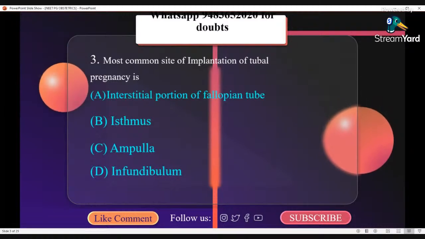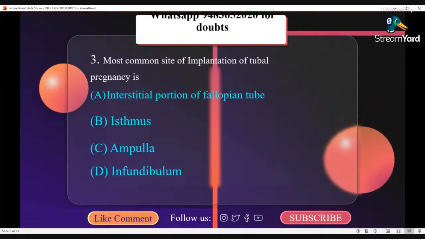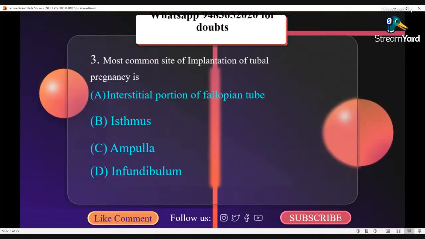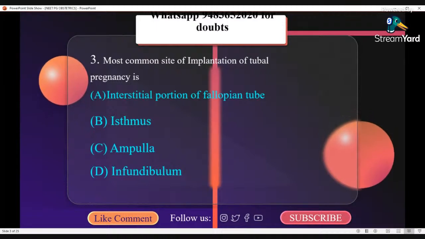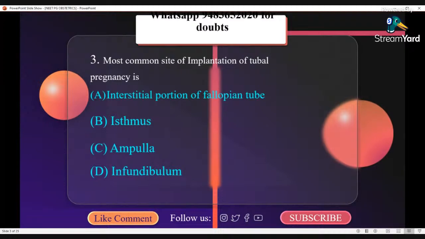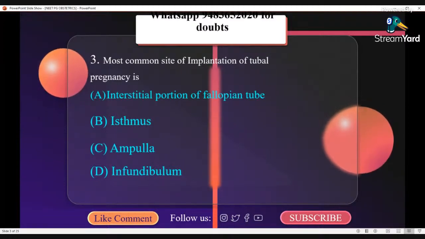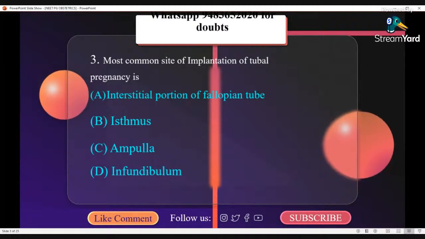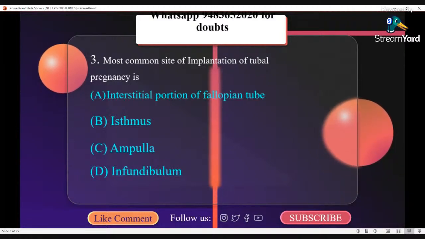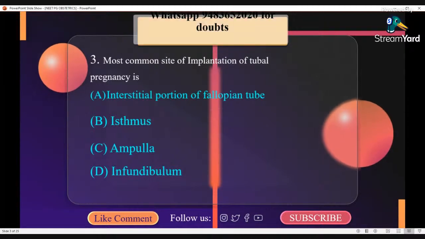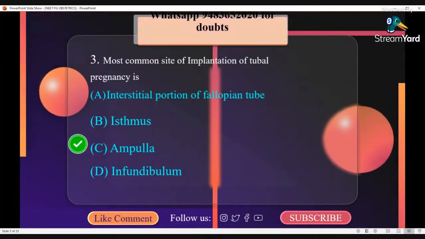Another thing to note is that if there is an ampullary tubal pregnancy, there is a minimum risk of rupture. But if there is an isthmic ectopic pregnancy, there is a maximum risk of rupture of the ectopic pregnancy. This ectopic pregnancy is a very important topic. We should master this topic before we appear for the exam. So the correct answer here is ampulla.